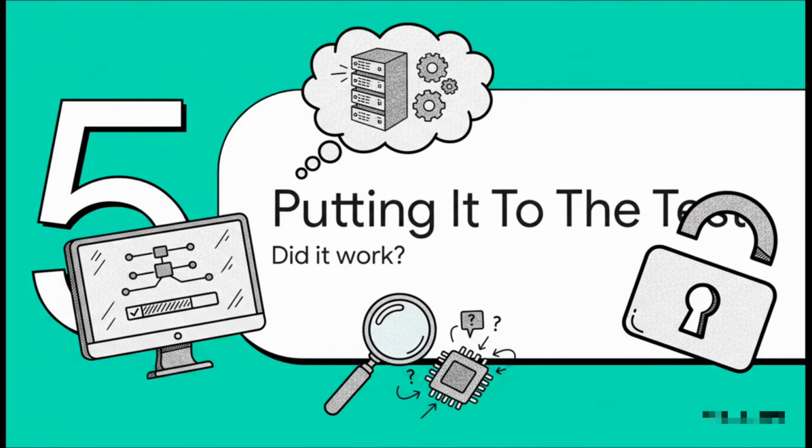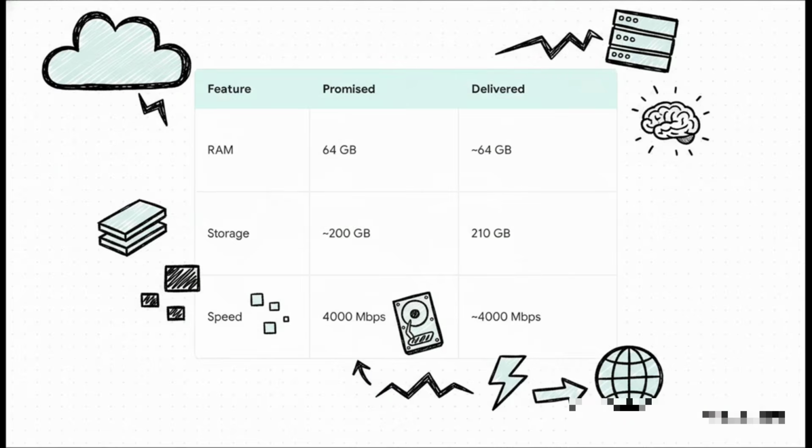All right, this is the moment of truth. We followed all the steps, we navigated that tricky error, we've unlocked the desktop, but did we actually get the specs that were promised at the beginning? Well, according to the tests in the source material, the answer is a big, loud yes. The system reports about 64 gigs of RAM, a full 210 gigs of storage, and network speeds that are right on the money at that 4,000 megabit per second mark.